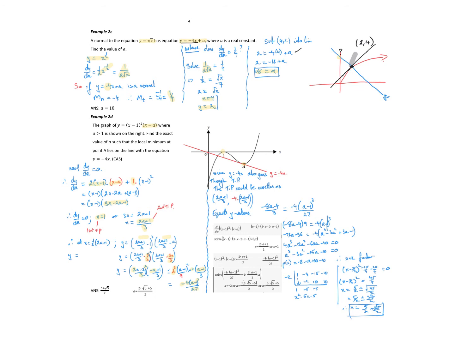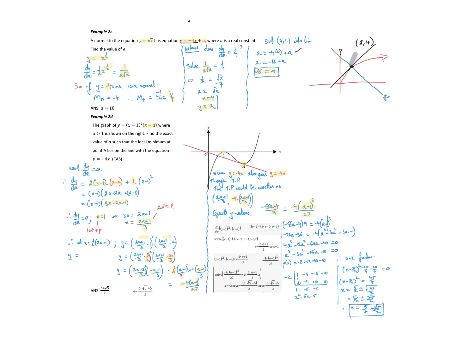So what we found is the coordinate of that point. And the coordinate of that point is ((2a + 1)/3, −4(a − 1)³/27). I could have found the y value here by also substituting into y = −4x, because it also goes through that coordinate. Because y = −4x goes through the turning point, negative 4 times x, which is (−8a − 4)/3. So the two y values have to be the same. That has to equal −4(a − 1)³ on 27.